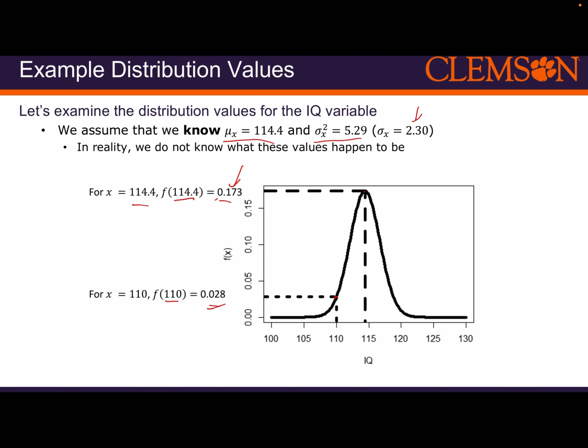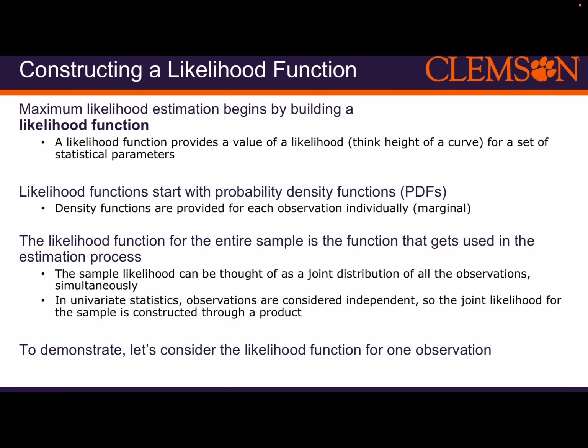We know all that. But what we don't know is the flip. If given a bunch of x's, we have no idea what sigma squared and mu are. That's why we have to build this maximum likelihood estimator. So what we're going to do is first build a likelihood function. A likelihood function provides a value of a likelihood, again think the height of a curve, for a set of statistical parameters.